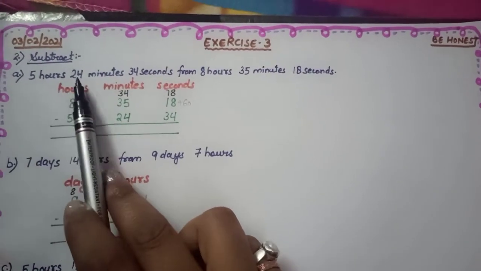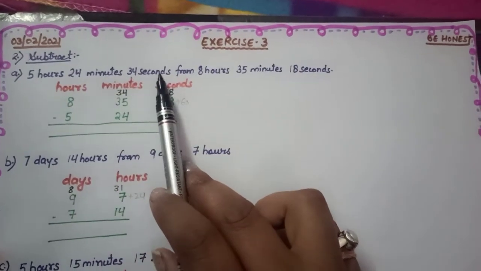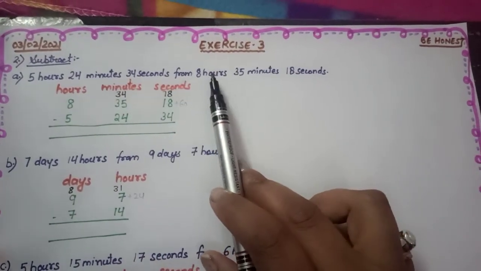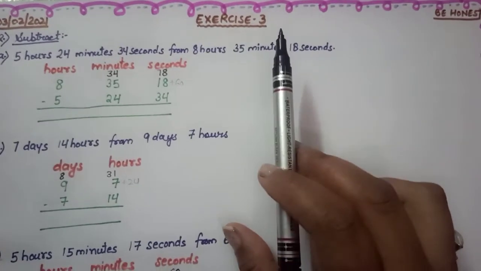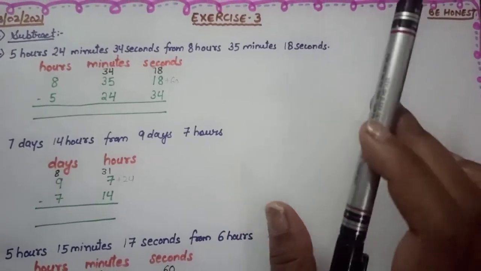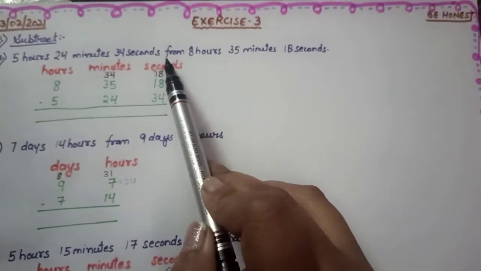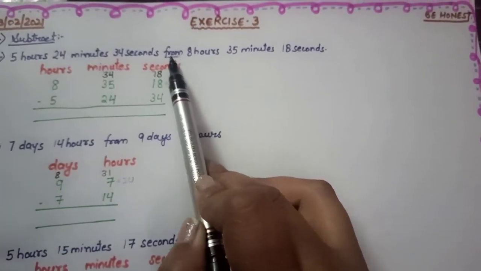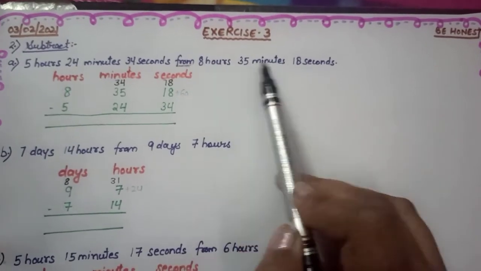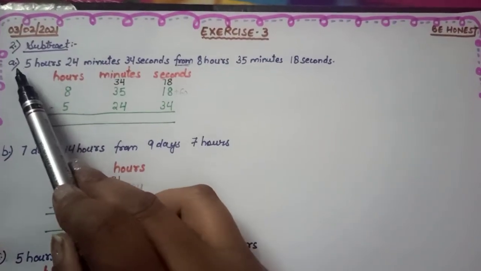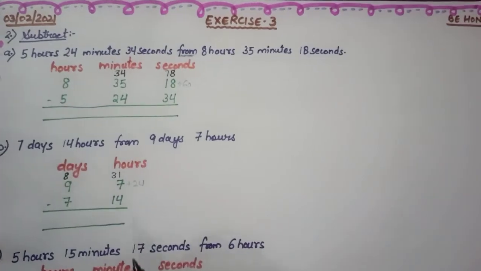5 hours 24 minutes 34 seconds from 8 hours 35 minutes 18 seconds. Now let me explain it clearly that wherever you will see "from," it means we need to write this number on top and this number below it.